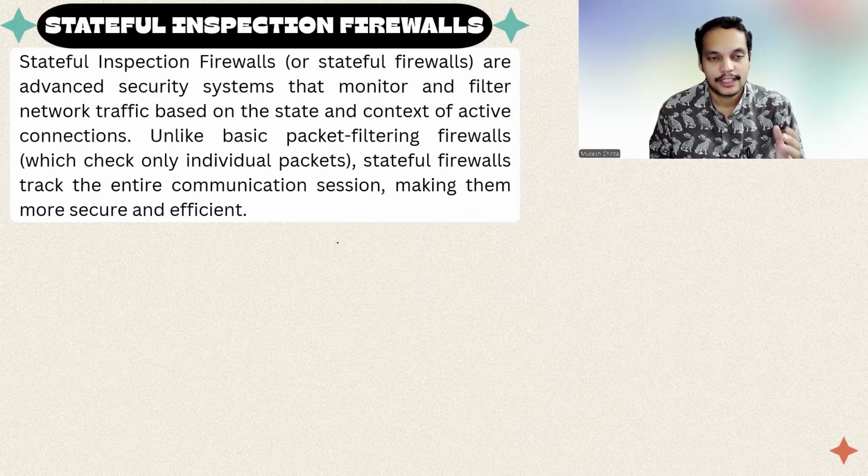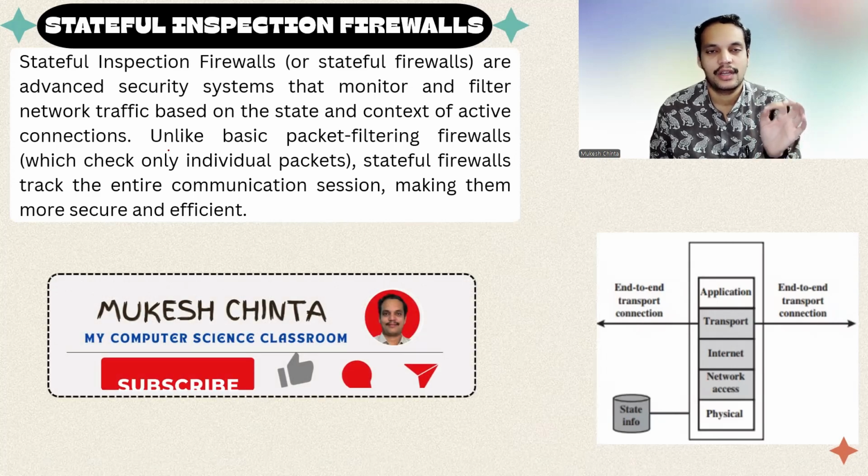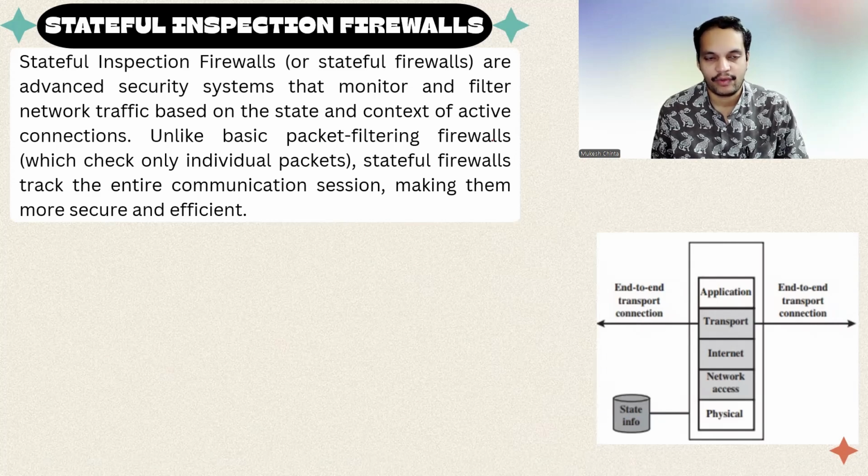The first category of firewalls that we are going to discuss in this video are stateful inspection firewalls. Stateful inspection firewalls are advanced security systems that monitor and filter network-based traffic on the state and context of active connections. The main difference between these and the earlier discussed packet filtering firewalls is that a packet filtering firewall only checks the contents present in a packet but does not take any connection data at the upper layers. So, unlike basic packet filtering firewalls, which check only individual packets, stateful firewalls track the entire communication session, making them more secure and efficient.